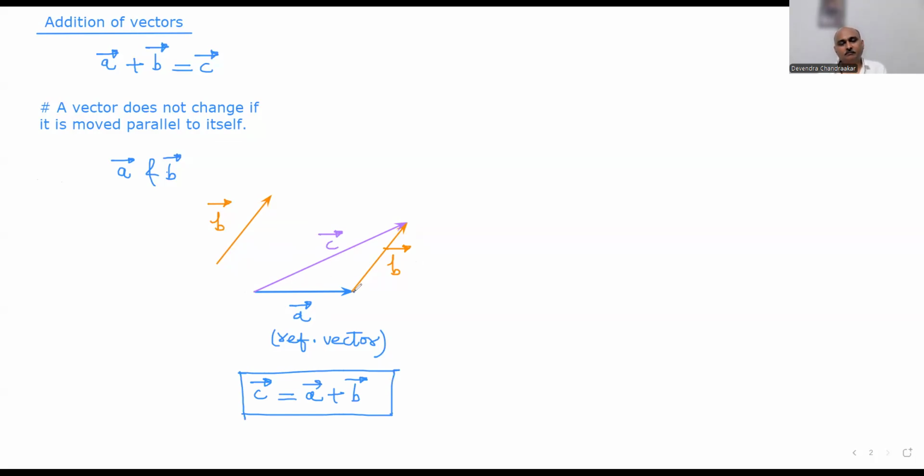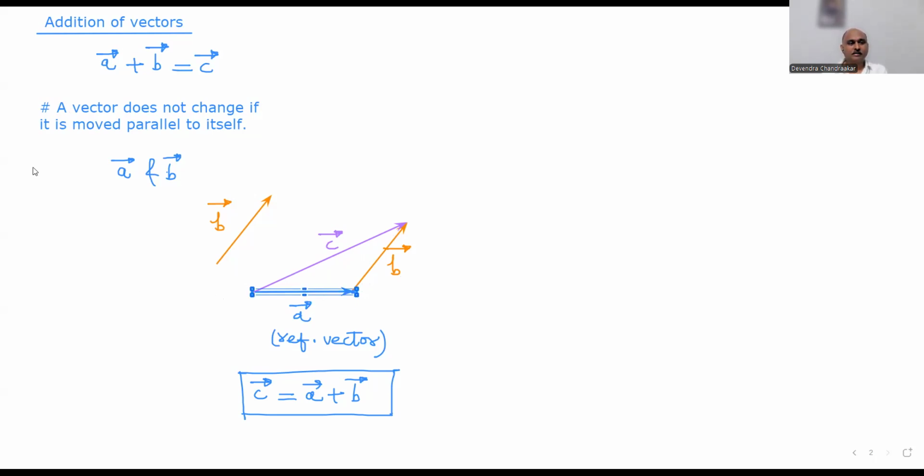So we keep one of the vectors as the reference vector. We move the other vector parallel to itself such that the tail of the vector, in this case vector B, coincides with the head of vector A. The remaining tail and head give vector C, right?